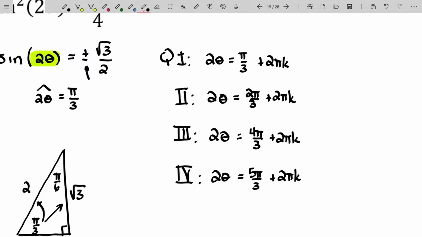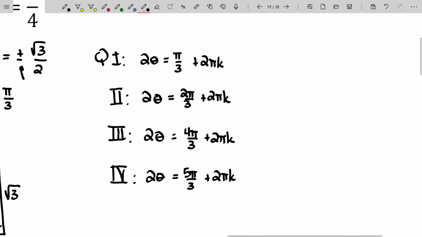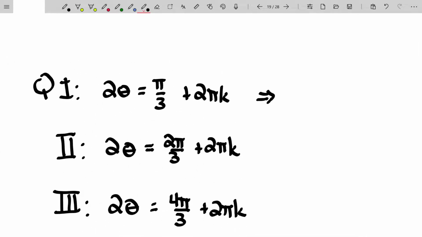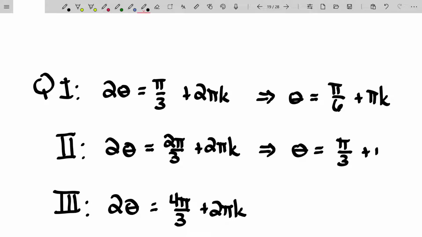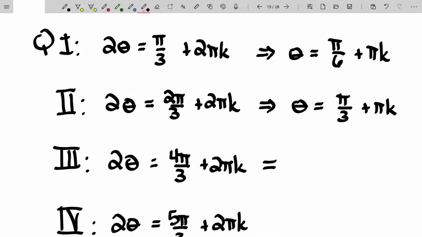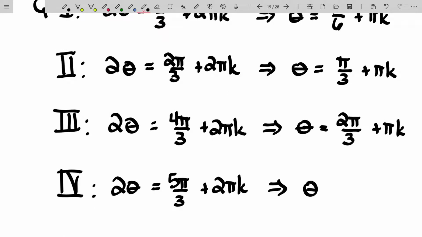Now, take each of those equations, divide by 2, so that you can find out what theta is. So each of those equations, just do a simple division. You get theta is equal to pi/6 plus pi k. You divide everything by 2, not just the first term, but everything by 2. That's how mathematics works. Second equation, theta is equal to pi/3 plus pi k. Third equation, theta equals 2 pi/3 plus pi k. And last equation, theta equals 5 pi/6 plus pi k.